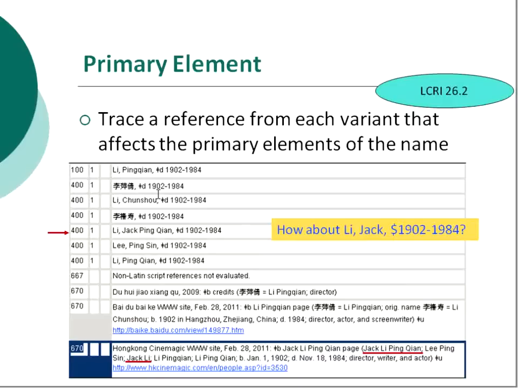The answer is no, because the first element to the right of the comma is Jack. So that is the same as the other reference form that you provided, Jack. So this other form would not be needed according to the primary element rule.